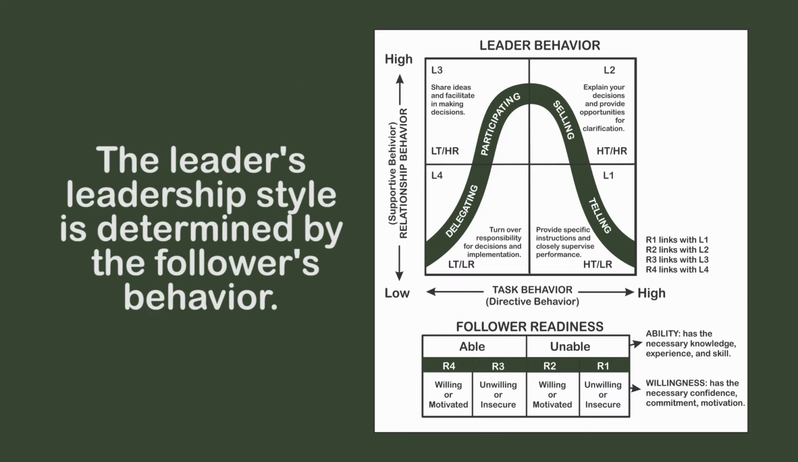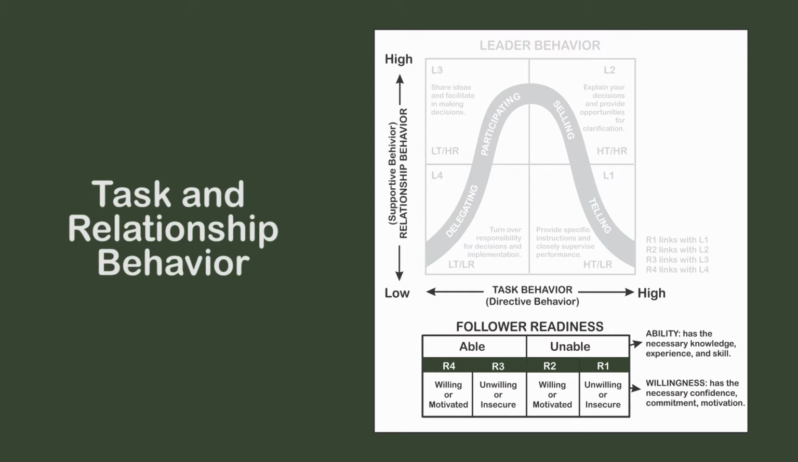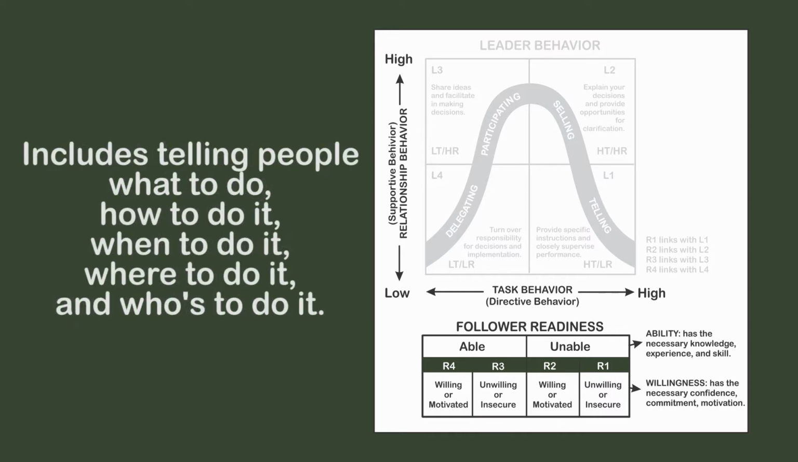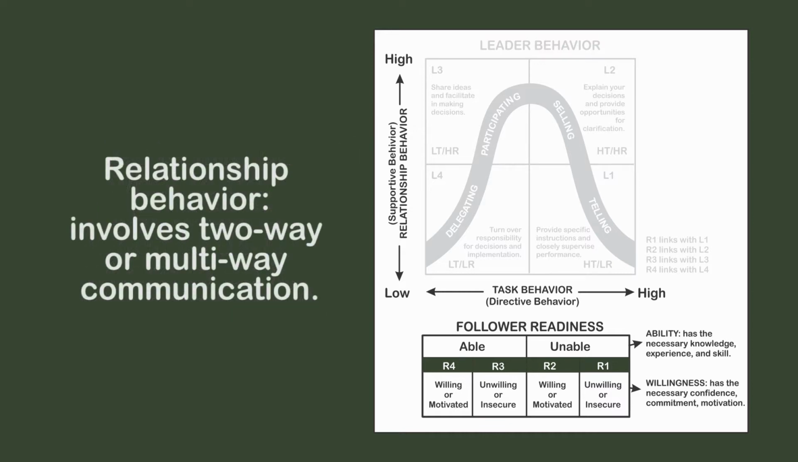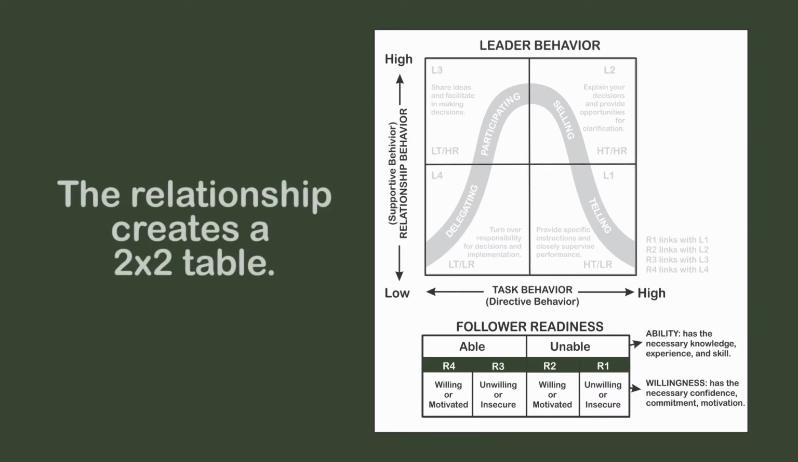The leader adjusts their leadership style in terms of task behavior and relationship behavior. Task behavior involves goal setting, organizing, establishing timelines, directing, controlling, and instructing. Relationship behavior involves giving support, communicating, facilitating interactions, active listening, and providing feedback. The relationship between task and relationship behavior creates a 2x2 table with 4 quadrants.